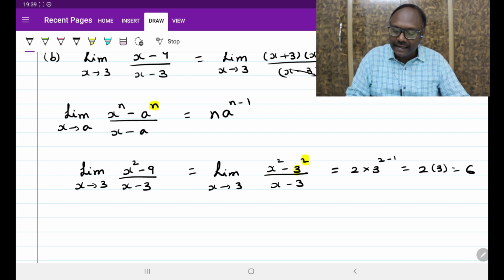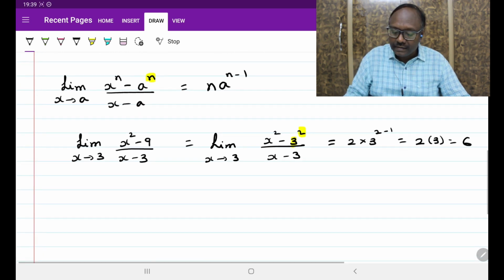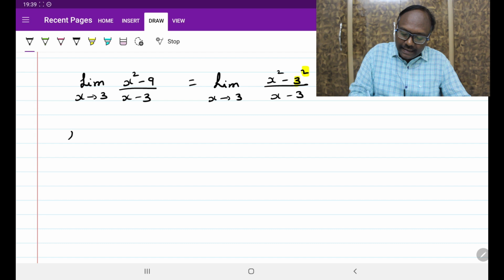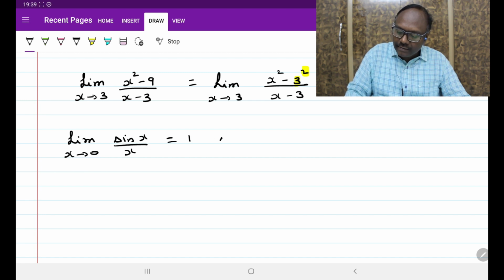So we can do either by cancelling out the common factors or applying this method. So the next identity is limit x tends to 0, sin x by x is equal to 1, where x is measured in radians.